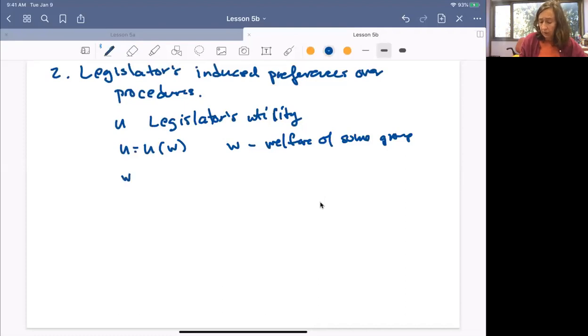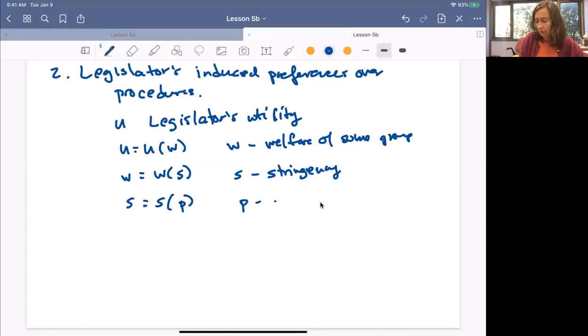And the welfare of the group, we might say that's going to depend on the stringency of the policy. So is this going to be a policy that's going to make it easy to qualify for benefits or hard to qualify for benefits? That kind of thing. So again, this will be positive for some types of groups and policies and negative for others. And finally, the stringency of the policy depends on the openness of the procedures.